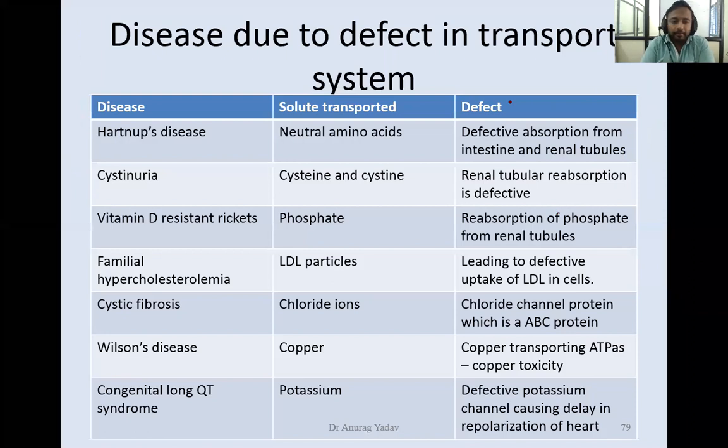Okay, there are plenty of defects which are related to transport across the membrane. Like for example, ion channels, we have already told, that is cystic fibrosis due to the chloride ions. Copper channel defect, Wilson's disease occurs. Potassium channel defect, we already know, long QT syndrome.